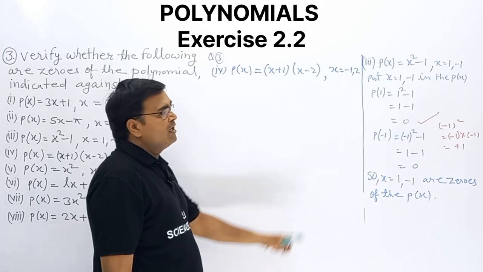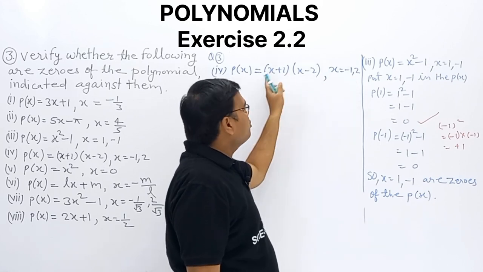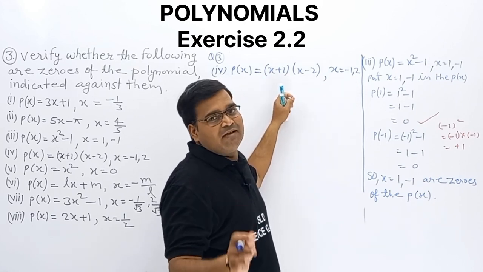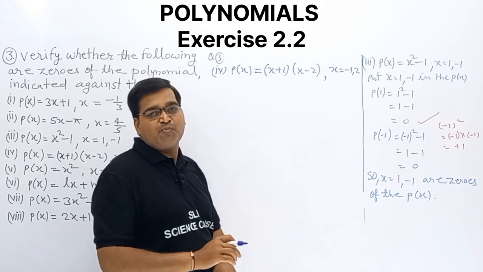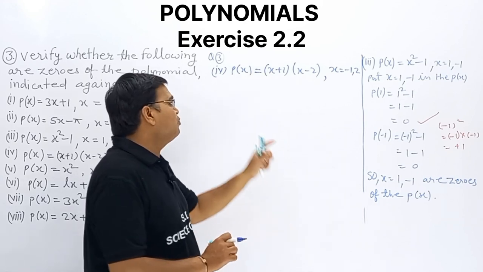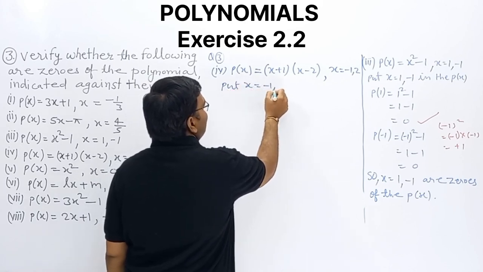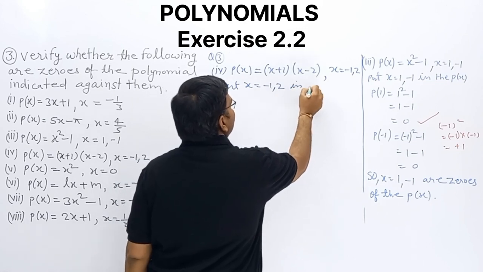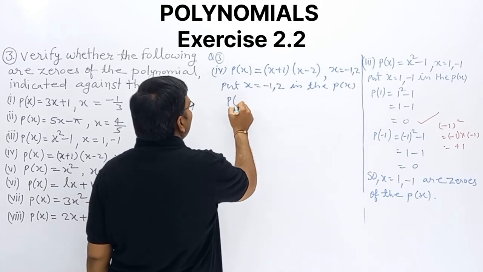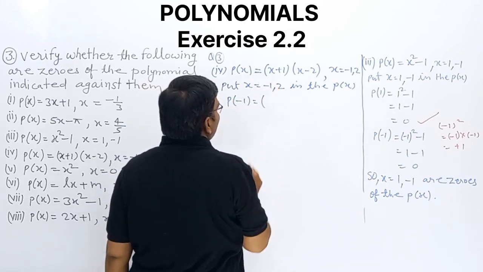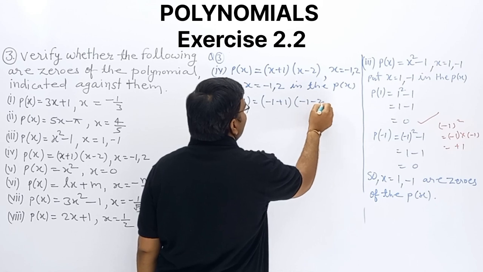What we want is to check whether the given zeros are zeros of this polynomial or not. For zeros, they should verify the polynomial, its value should be 0. So put x equal to minus 1 and 2 one by one in p of x. First I am putting minus 1. P of minus 1 will be, at the place of x we put minus 1, minus 1 plus 1 into minus 1 minus 2.